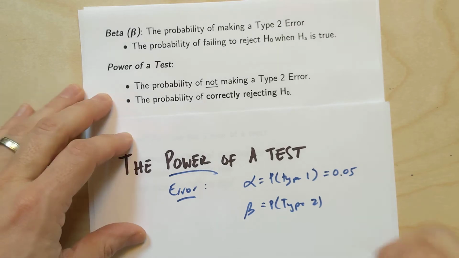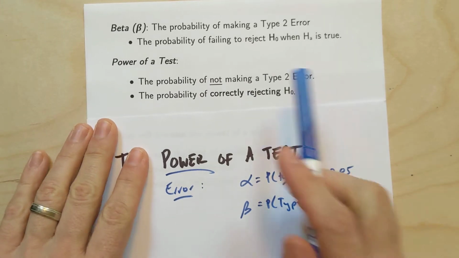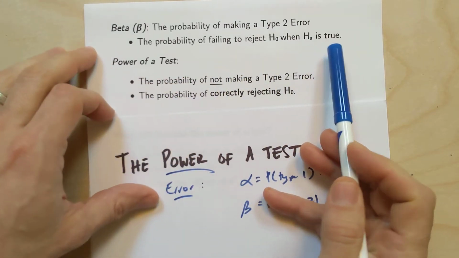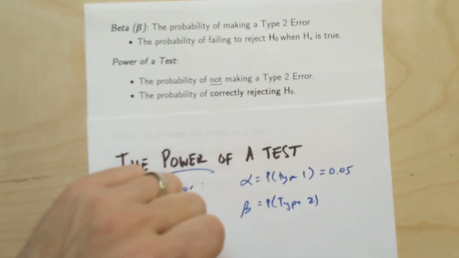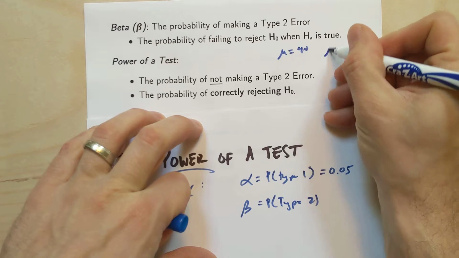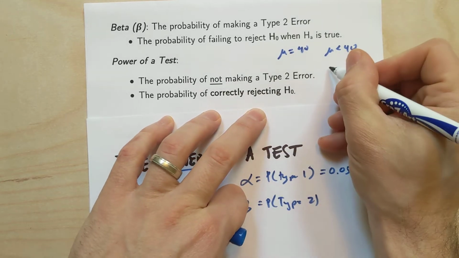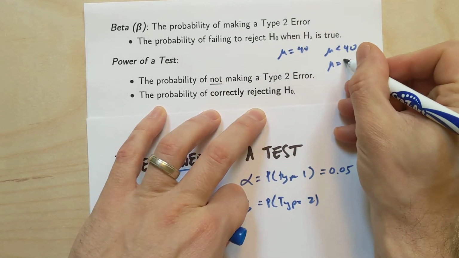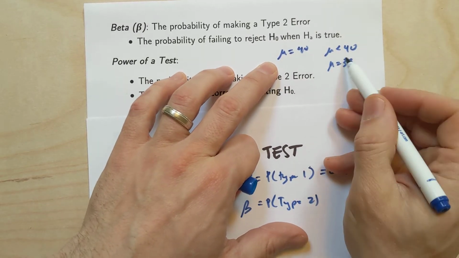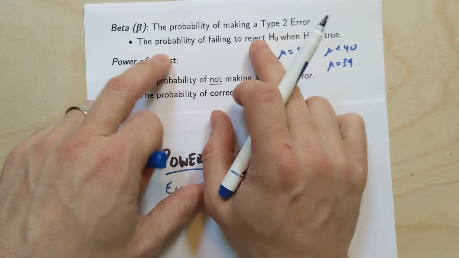All right, so let's start with this, right? Remember that beta was the probability of making a type 2 error. And in general, the type 2 error is the probability of failing to reject the null hypothesis when the alternative hypothesis is true. So for instance, say the null hypothesis was that mu is 40 and the alternative was mu is less than 40. We made a type 2 error if mu was actually less than 40. We'll talk about this exact example in a second. Let's say mu is actually 39 and not 40, and therefore the alternative hypothesis was in fact true. It wasn't 40. And so if we failed to reject the null hypothesis, we made a type 2 error.